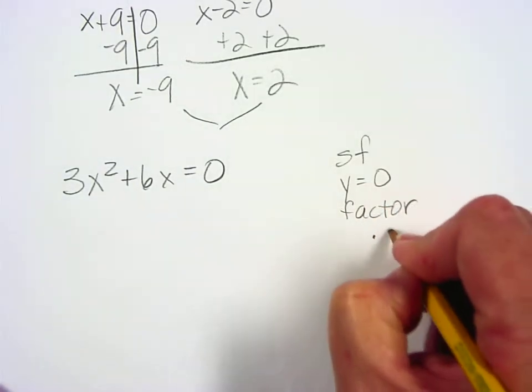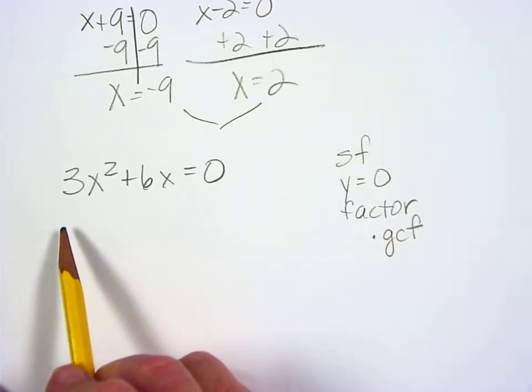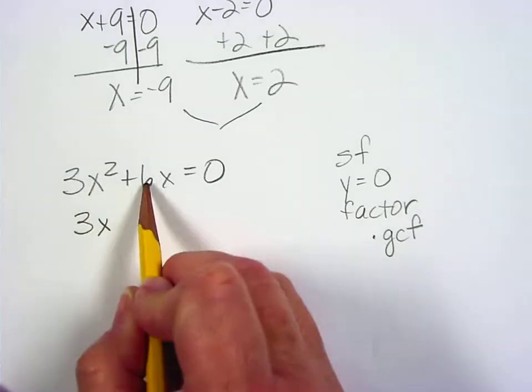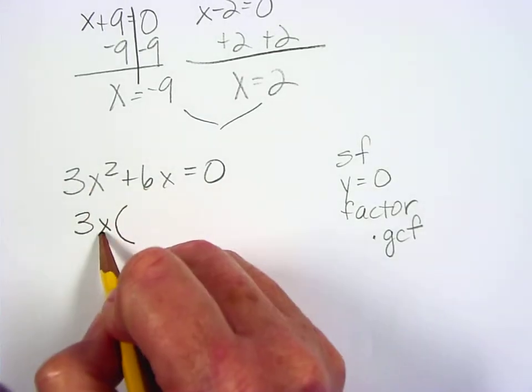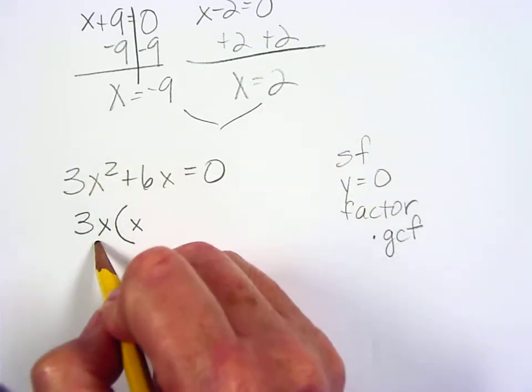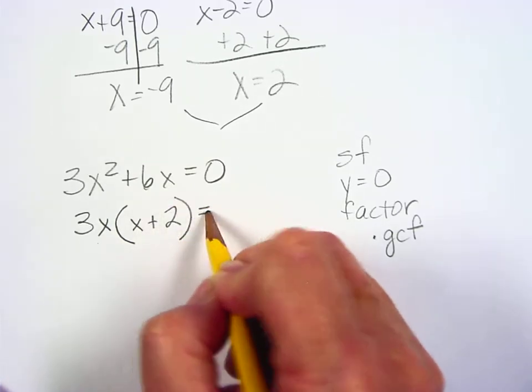First step of factoring is GCF. And these share a factor of 3x. I can pull a 3x out of here and here. 3x times what is 3x squared? I need one more x. 3x times what is 6x? I need a positive 2. And that still equals 0.